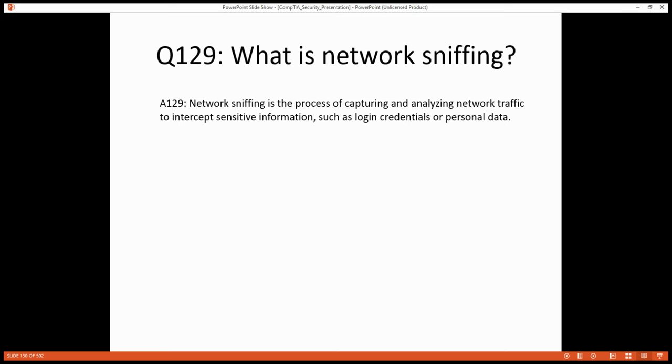Q129. What is network sniffing? A129. Network sniffing is the process of capturing and analyzing network traffic to intercept sensitive information, such as login credentials or personal data.